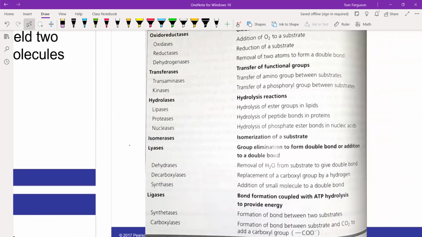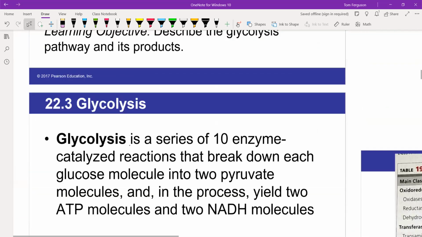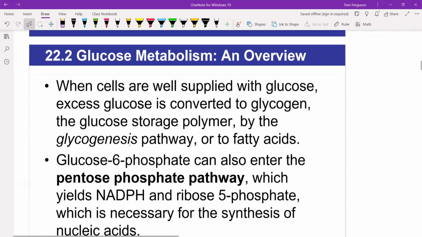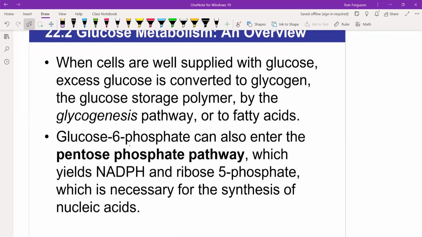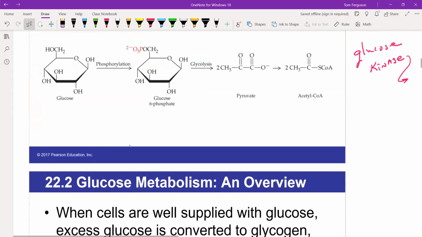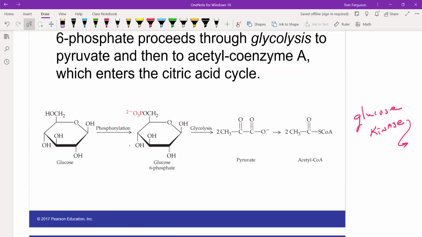It transfers a phosphoryl group in between substrates. Where are we here? Right here. So this is where glycolysis starts with the glucose 6-phosphate. And it goes to here, generating this 3-carbon pyruvate. And because it's 6 carbons, we generate 2 of those, generating 2 pyruvates.